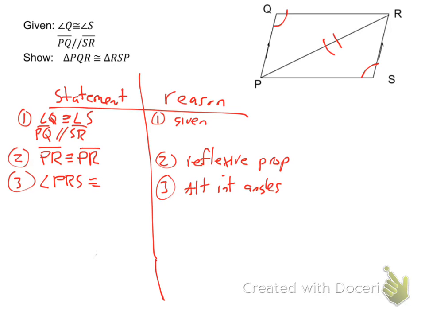Angle PRS is congruent to angle RPQ, is that right? Is it correct? He's saying, where are we at here? PRS, which is this angle, is congruent to RPQ, which is that angle. Is that true, because of alternate interior angles? Yes.